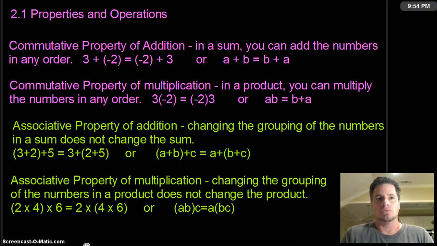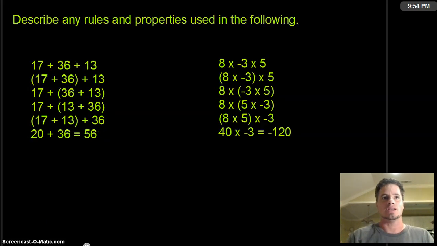Also with multiplication, I can group the first two numbers together, then multiply the last number. I'm going to get the exact same answer if I change that grouping or that association and do the last two numbers first and then multiply the first number. So that's the associative property of addition and the associative property of multiplication. There is not one for subtraction and there is not one for division.